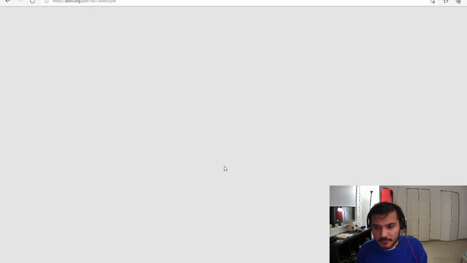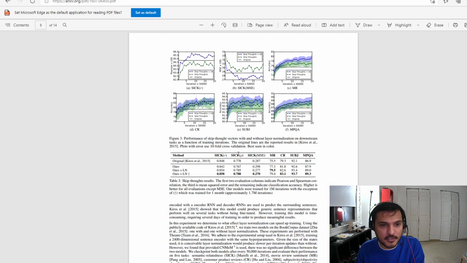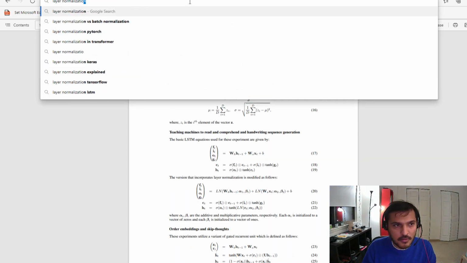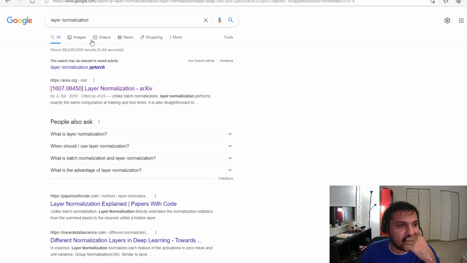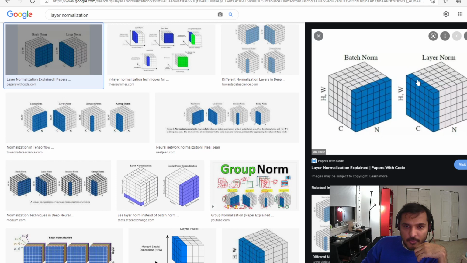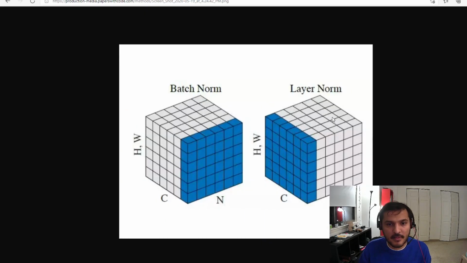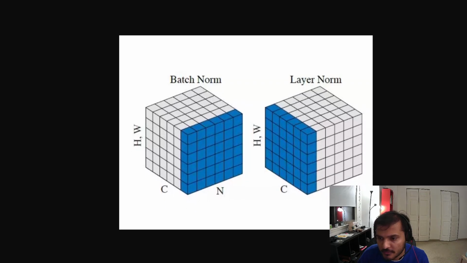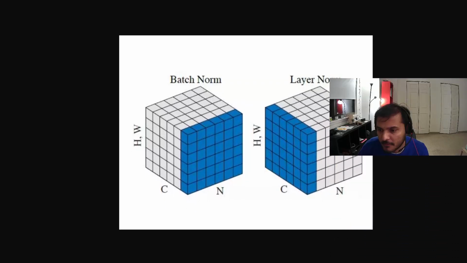So let's look at this paper. I don't know if this paper has the image. No. There's a pretty nice image somewhere on some blog. Right, this one. Okay, the difference between batch and layer normalization.